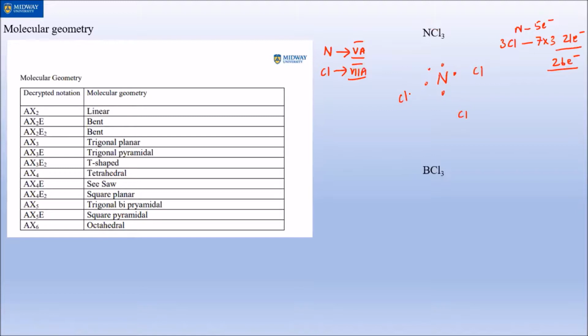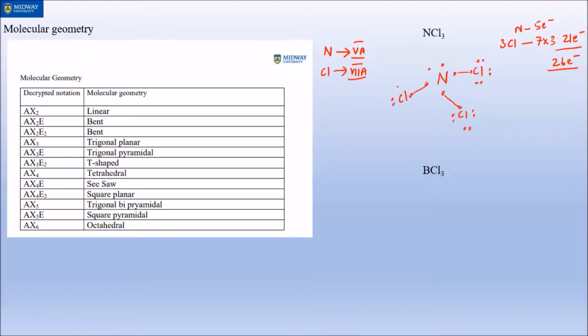Use 1 electron from each chlorine to bond with 1 electron on the nitrogen. That means each chlorine is now left with 6, so split them as pairs and draw them.